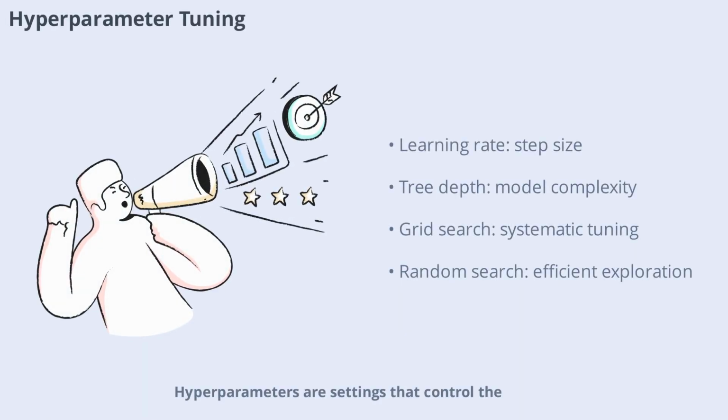Hyperparameters are settings that control the behavior of your model fitting process, such as learning rate or tree depth. Tuning these parameters can significantly improve your model's performance. Techniques like grid search and random search help you find the best combination of hyperparameters for your specific problem.